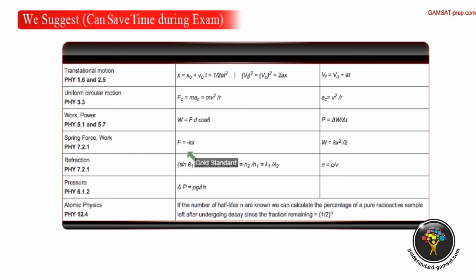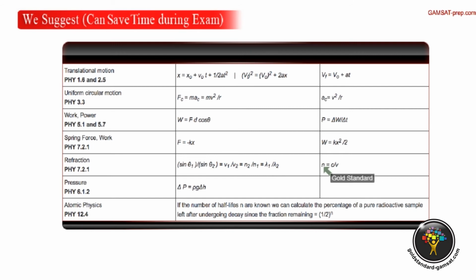So the spring force is equal to negative kx, where k is the spring constant and x is the displacement. The work is kx squared over 2. I must say, it'd be pretty unusual for Acer to require you to know that offhand, but it's pretty easy to remember anyway. But refraction, this one is, I would say, shocking. I would never guess that Acer would require you to know this, but they do, and you'll see this as you go through the booklets.